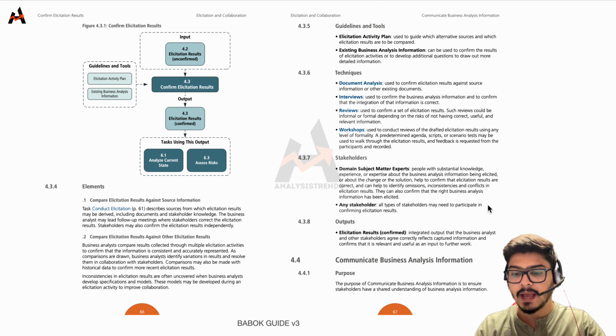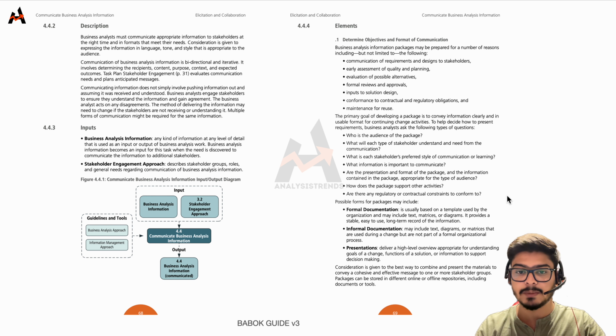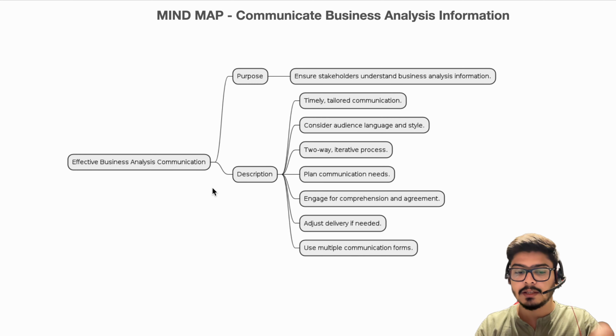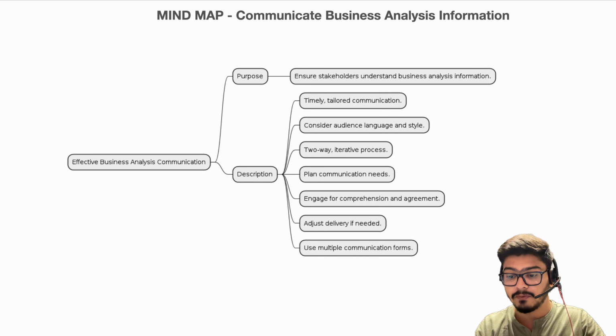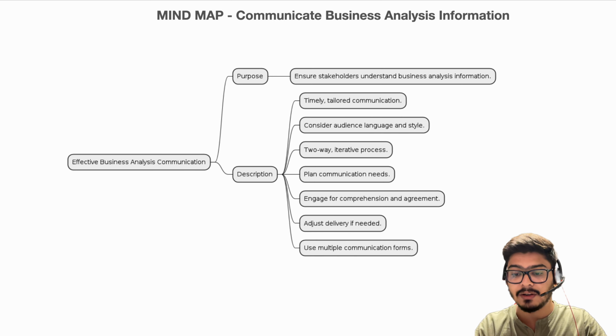So the purpose and description of this particular chapter is being explained here. Now, why do we want to communicate? To ensure stakeholders understand the business analysis information. Also, the description says how, when, why, with whom, in which form, which kind of information, and how you want to design it. Everything has actually been discussed in the description.